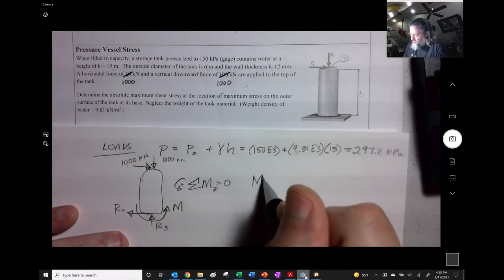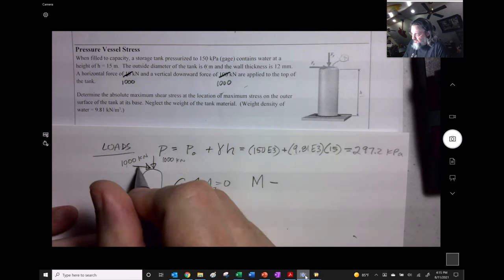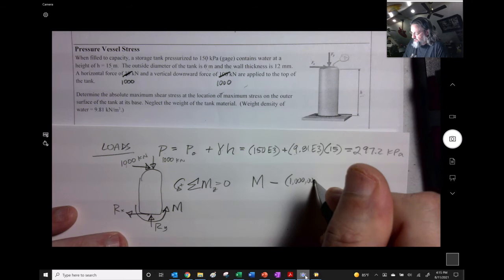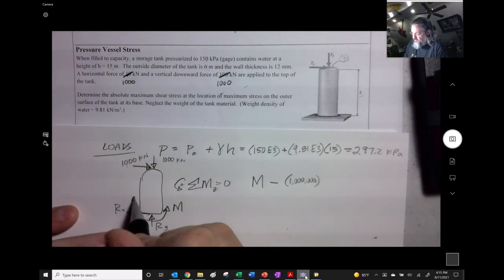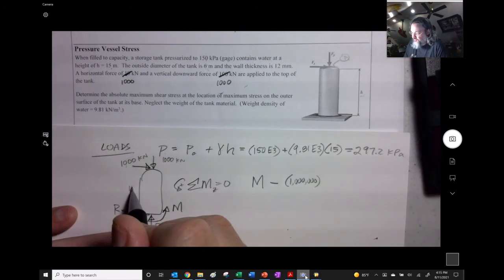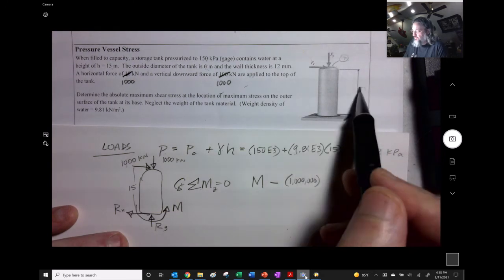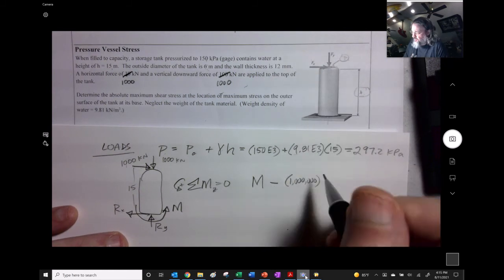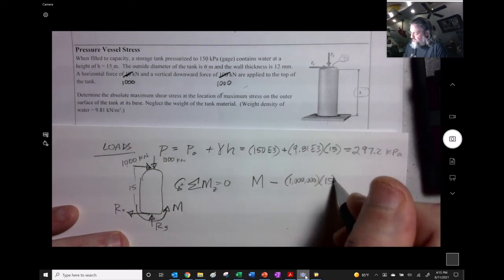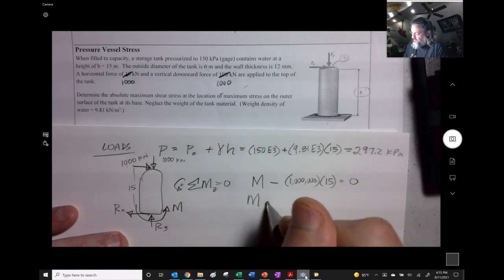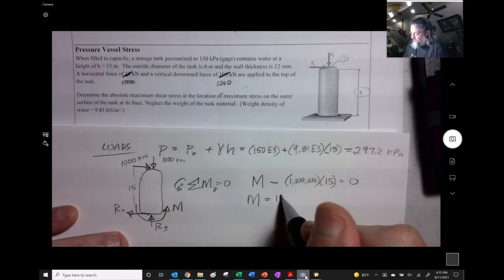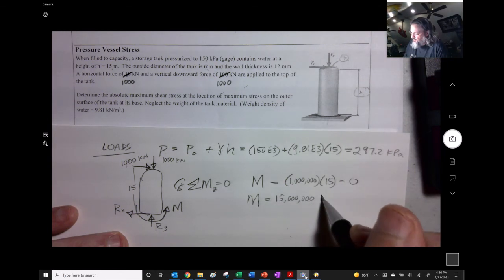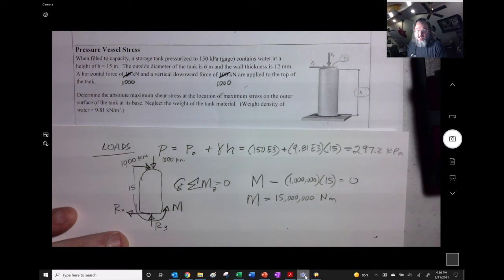This moment is going to be minus 1 million newtons times this height, which they said was 15, right? I guess the height of this thing is also like, it's filled right up. It's filled to the brim. So that's 15. So you could guess that the M reaction is going to be 15 million newton meters. Whee! That's a lot.